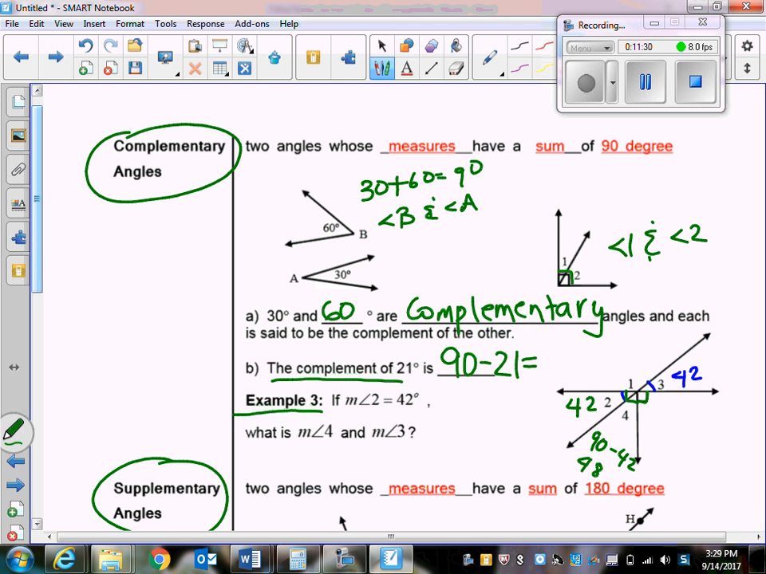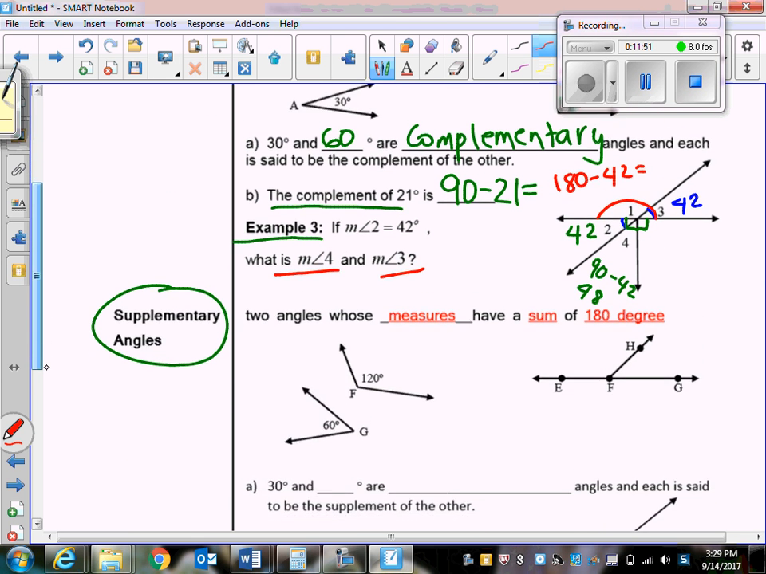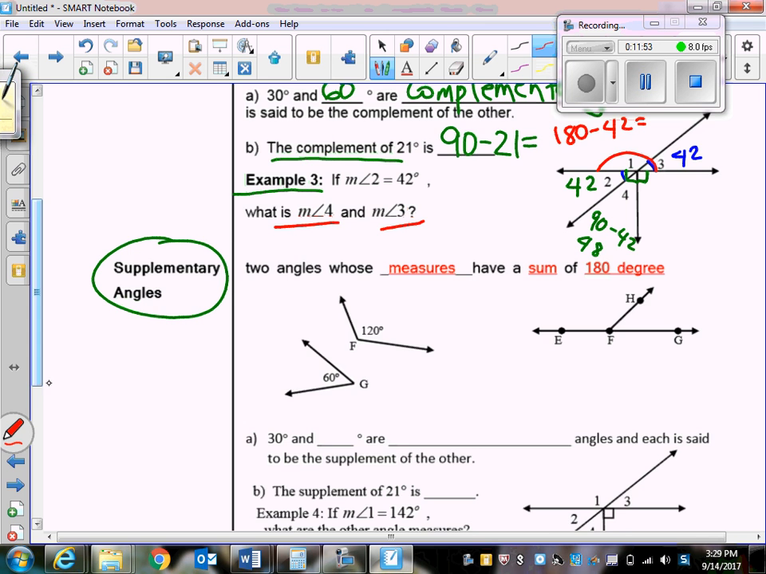And then remember what we said about supplementary angles or linear pairs. So angle 1 would be 180 minus 42. You have to practice this. So the question is, what is the measure of angle 4? Angle 3, solve it, and you can find it. You just have to do the math part.